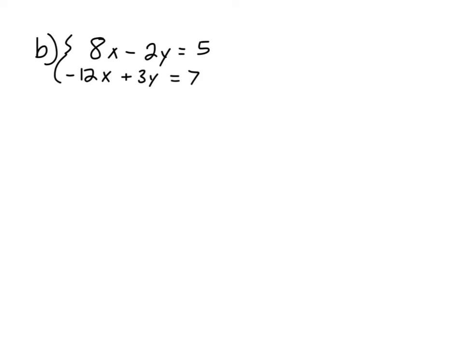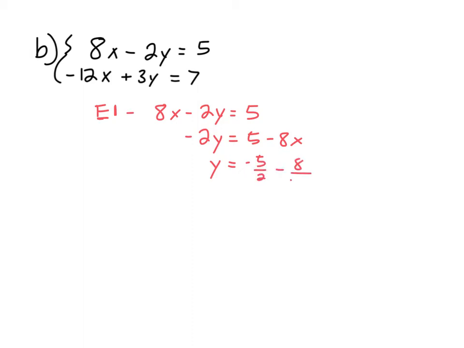Okay, it doesn't matter as long as you remember what equation it came from, because then you need to plug it back into the other one. So this is the first equation, and I'll go ahead and solve for y. I'll have negative 2y, and I'm going to subtract 8x from both sides. And then I'll divide everything by negative 2.